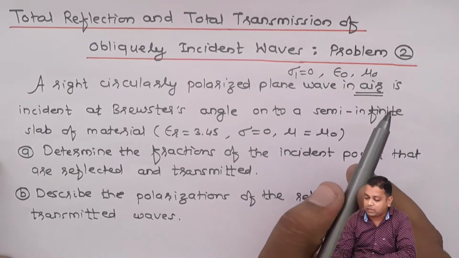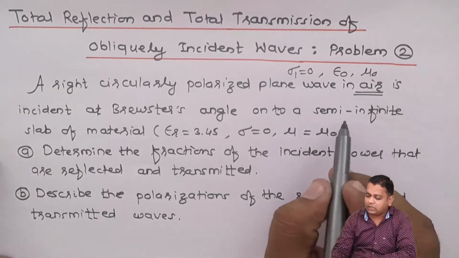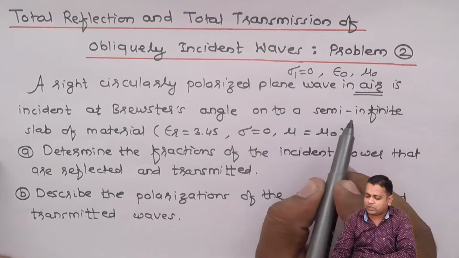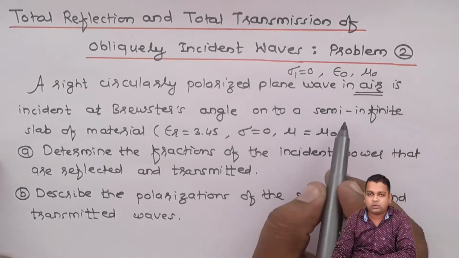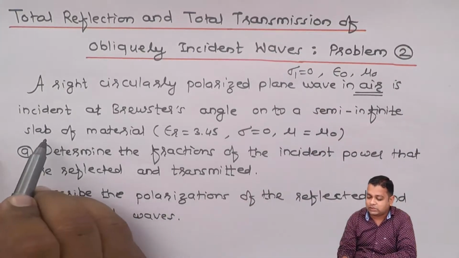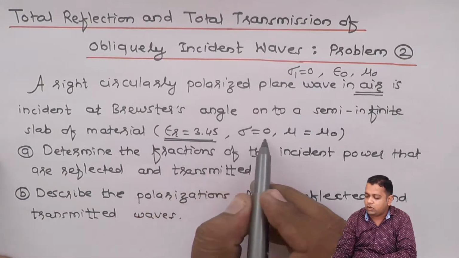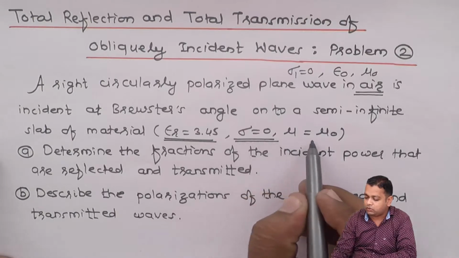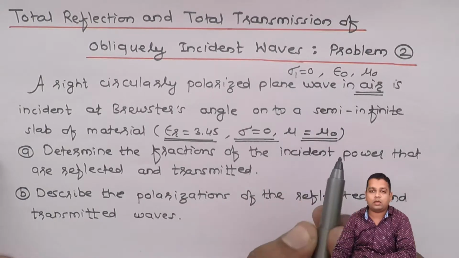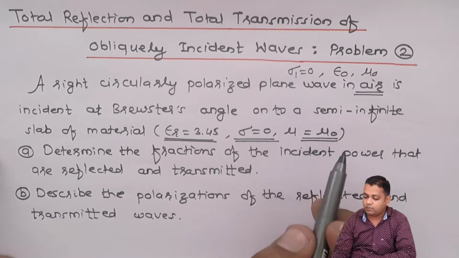Now what is the second medium? The second medium is semi-infinite, so the dimensions are given. Air is also semi-infinite in this case. So it is a slab material having epsilon r 3.45, conductivity sigma equal to 0, and permeability given again by that of free space, that is mu 0.